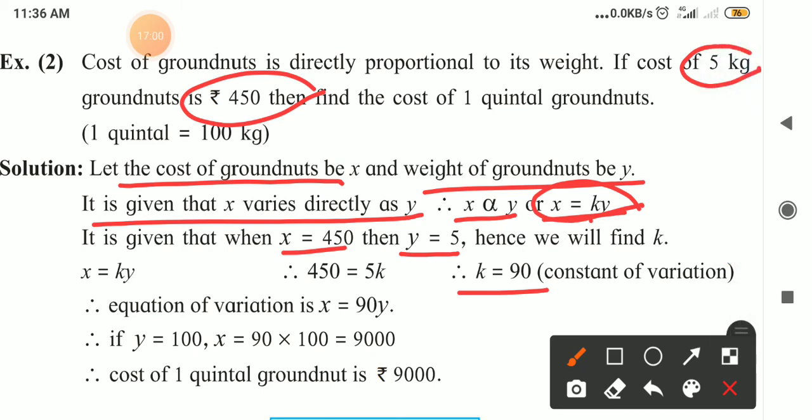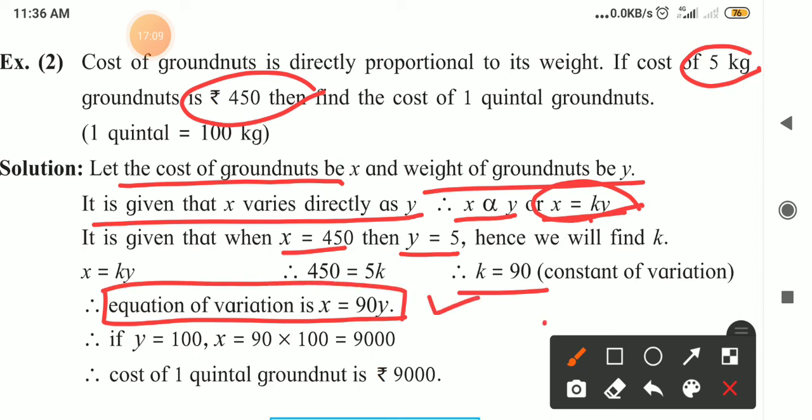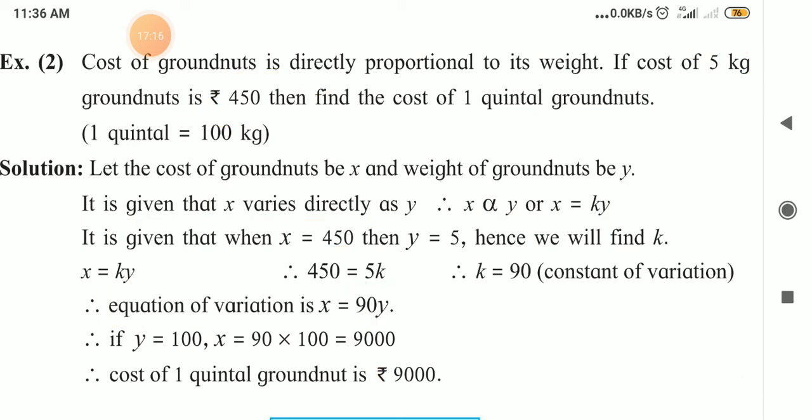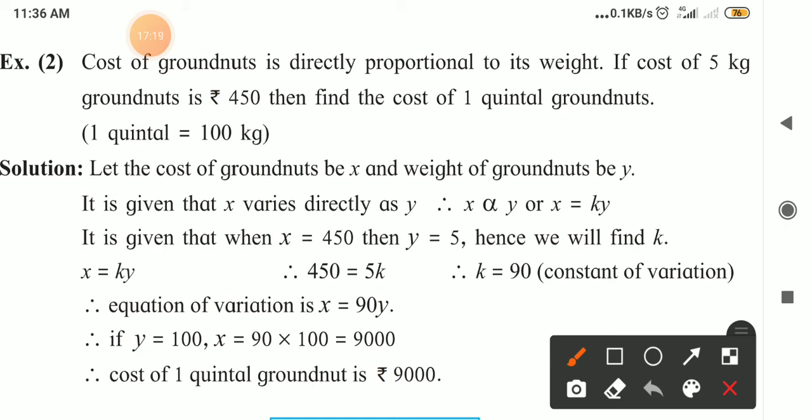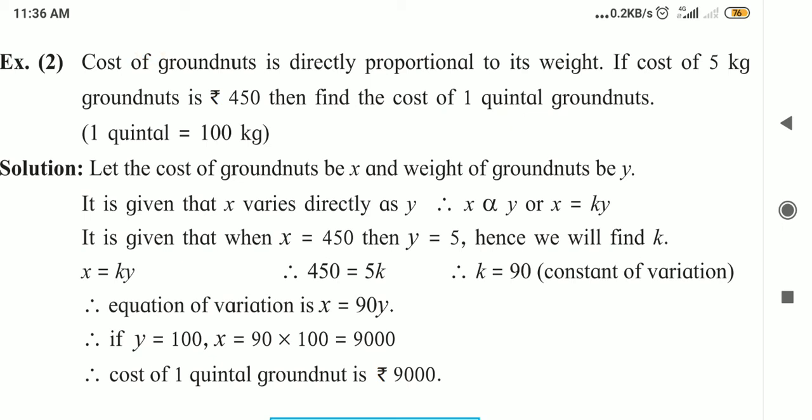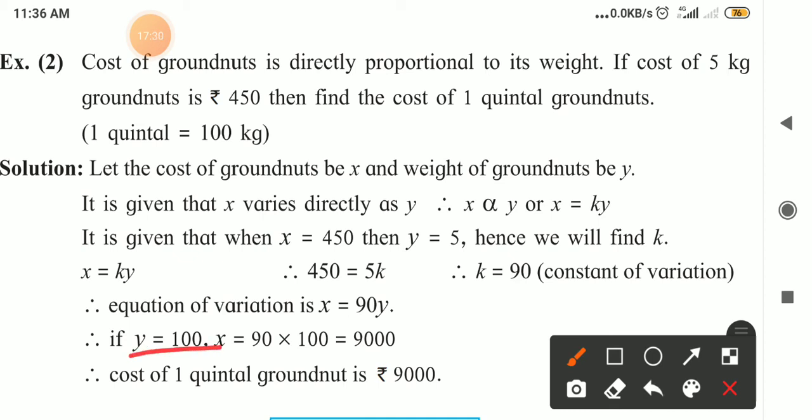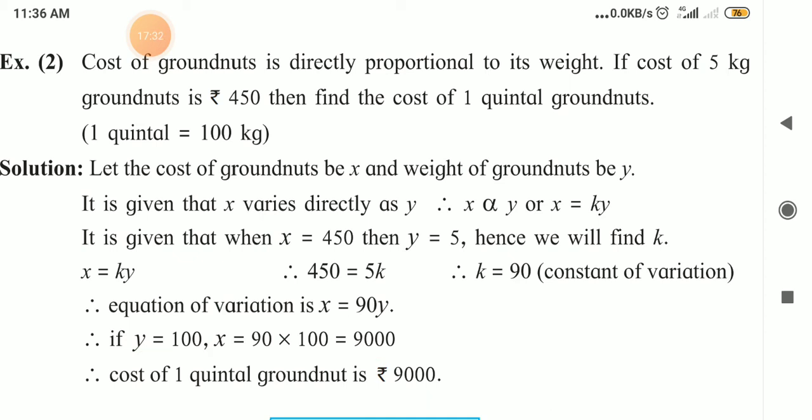Once you get the constant k, you have to find the equation of variation. That is important. If you are solving step by step, the equation of variation also carries half a mark. This example will come in the exam for minimum 3 marks. Now they ask the value of 1 quintal of groundnut. 1 quintal is equal to 100, so y is equal to 100. We have to find x, and 9000 rupees is the answer.